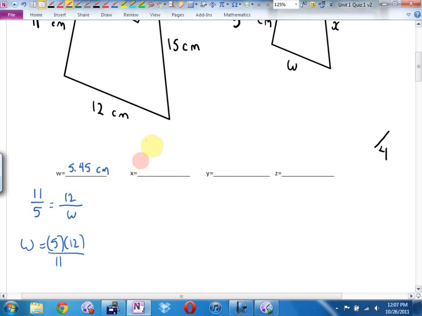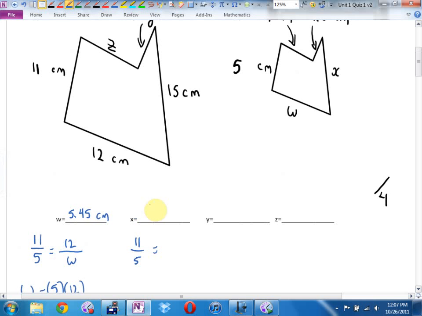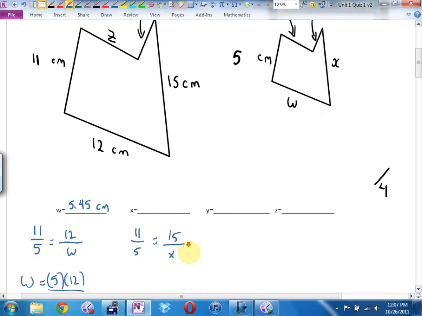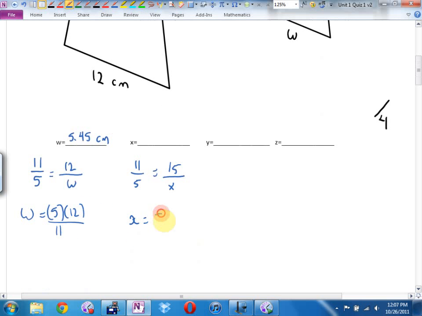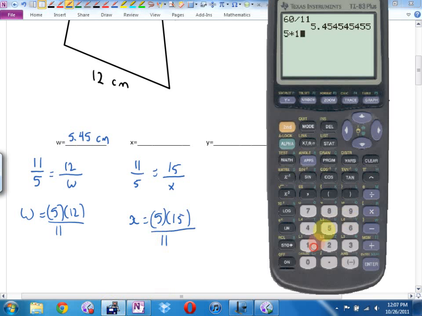X equals, okay, let's see. I'm still going to use the same conversion factor, the pair of sides that I know, the 11 and the 5 go together, big over small. X is in the small shape, so it goes on the small shape. And X goes with what? Once again, cross multiply and solve. X is going to be 5 times 15, and I'd divide by 11 to get the X by itself. It's going to be 5 times 15 divided by 11, I get 6.82.